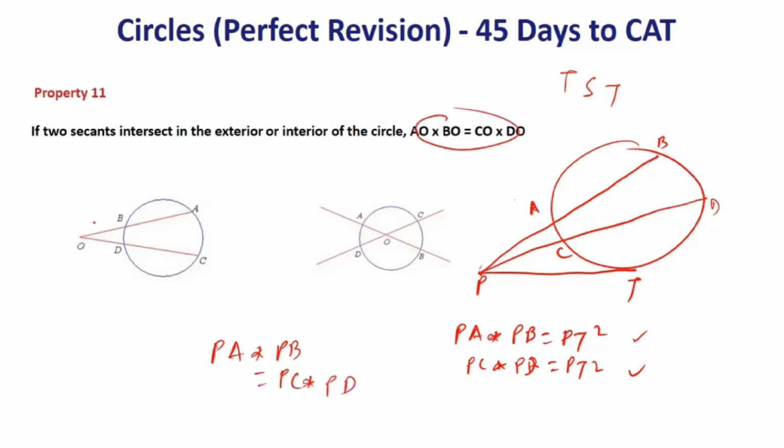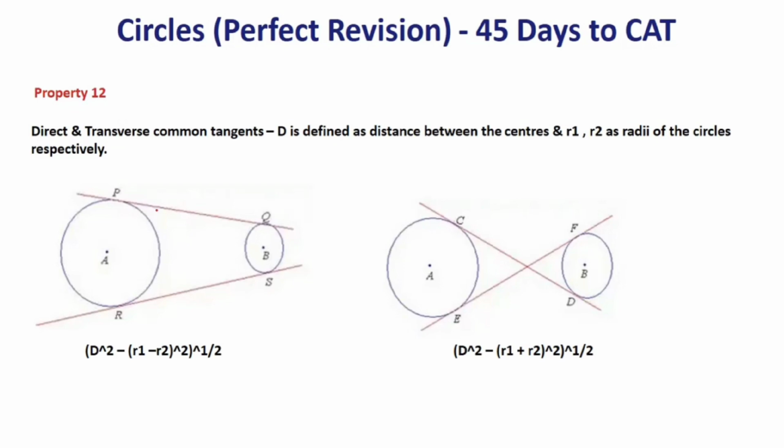That is what is here. OB into OA is equal to OD into OC in this diagram. That's the same thing. Another important aspect is that whether this point is external to the circle or internal to the circle, this will always hold good.